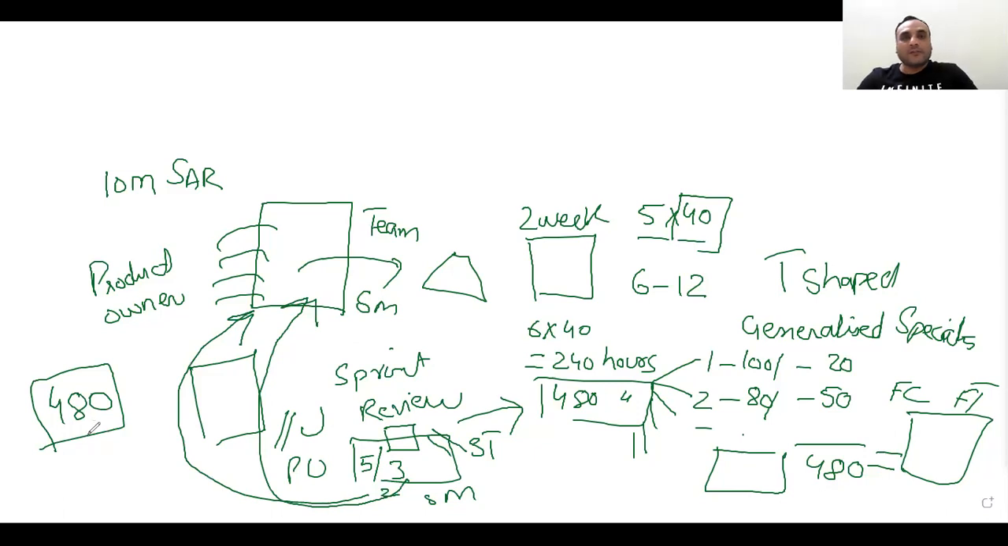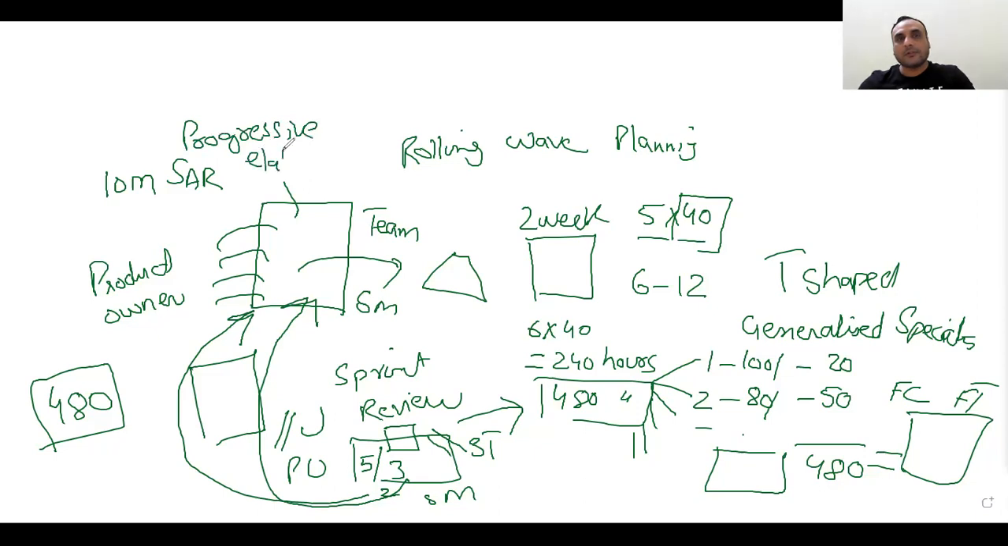Work is unknown, right? We are not sure what we are doing, but we will do rolling wave planning. Rolling wave planning means as time passes by, you will get more clarity. So the product backlog is done based on progressive elaboration, and a sprint backlog is based on rolling wave planning.